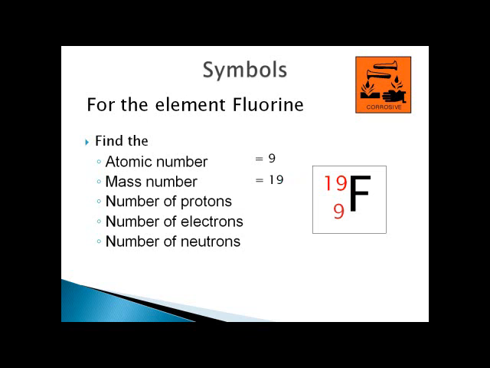Now, the number of protons always equals the atomic number. In an atom, the number of electrons also equals the atomic number. And you have to calculate the number of neutrons. The number of neutrons is calculated by taking the mass number and subtracting from it the number of protons. So in this case, there are 10.